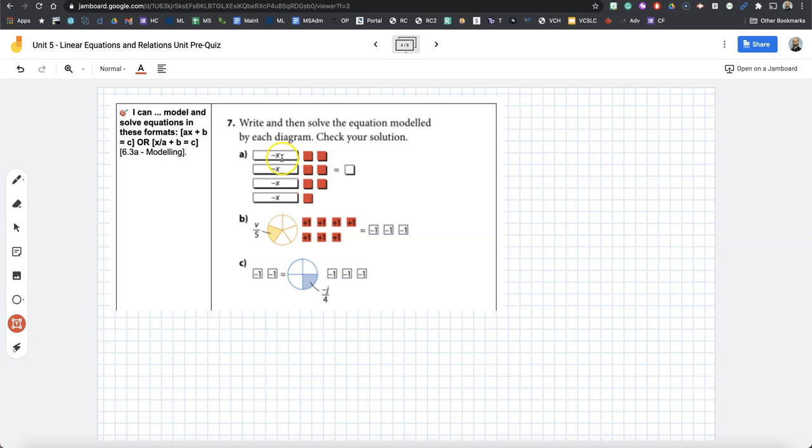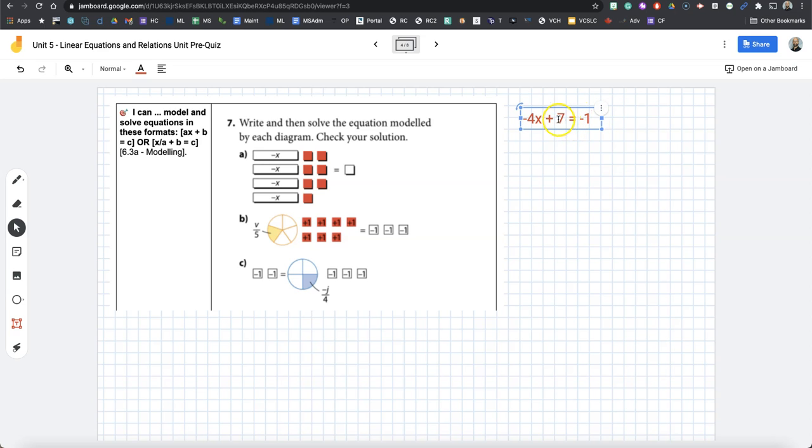So we're going to start with this problem here. We've got 4 negative x's, so we're going to write negative 4x plus, and I wish they made this more clear, but these tiles here show us that the red ones are positive, so we're going to say plus 7 equals, and we can see here these white tiles are negative 1. So this is negative 1. Okay. Now, where do I go from here?